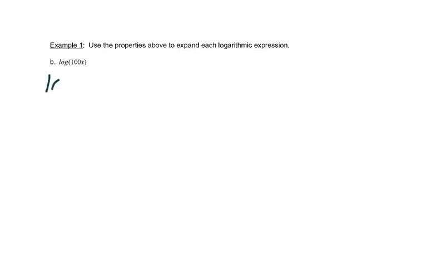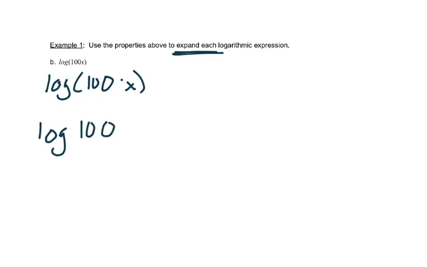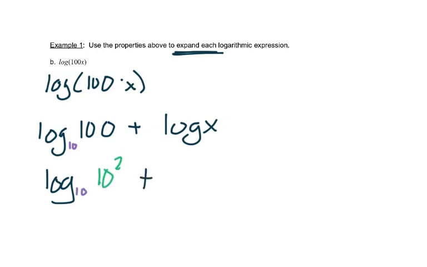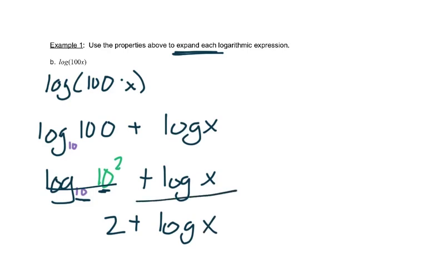Here's another one. It doesn't show the dot there from times, but it really is 100 times x. So we can expand it again. We can split it apart. This is log of 100 plus log of x. And we can actually do something more with this. Remember that if we don't see a base, it's really 10. And also remember that 100 is really 10 squared. And we have that property that says if we have this base and this base that match, it's sort of like canceling it out, and we're left with 2 log of x.